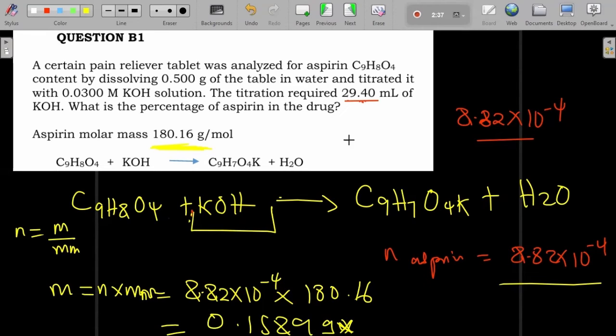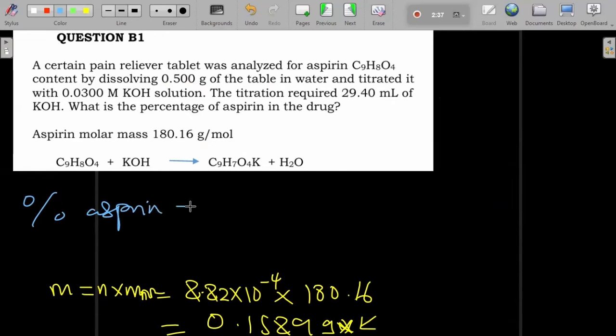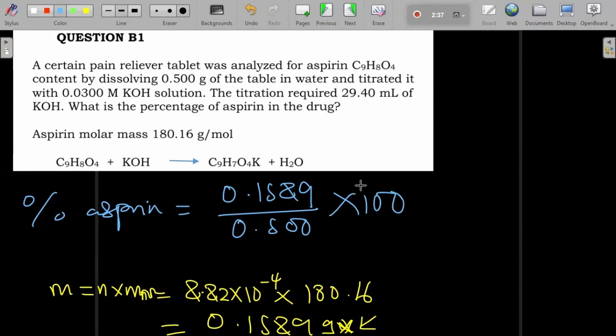Now, to find the percentage of aspirin in the drug, I'm going to divide the mass of the aspirin that reacted by the mass of the tablet and then multiply by what? By 100. So that's what I'm going to do there. The percentage of aspirin is equal to the mass, 0.1589, divided by the mass, 0.500, times what? 100. So now let's punch this onto the calculator and see what we are going to get.